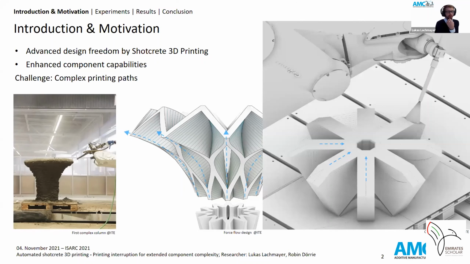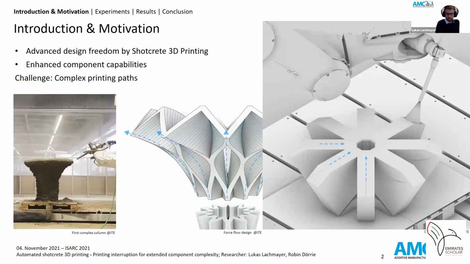However, with increasing component complexity, we came across the challenge that we need to realize more complex printing paths and thereby fully control the material application to ensure the component quality in the end. What I show here in the right picture is a simple example of the force flow optimized capital in the middle picture. It can be seen that we need to pass through the middle of the component several times. And we came up with the problem that we need to shut down and reactivate the material flow.